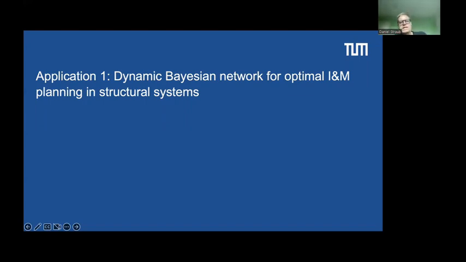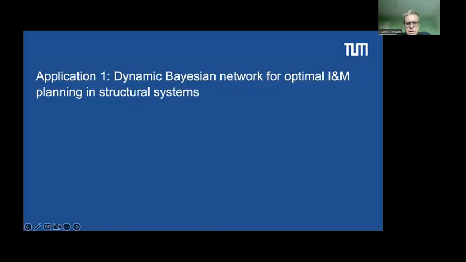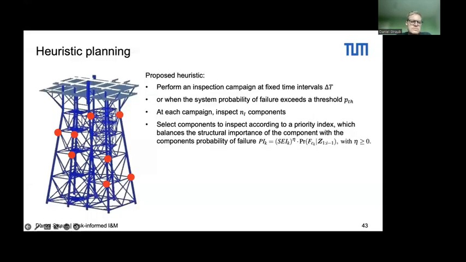This is where we use dynamic Bayesian networks as a tool to address these challenges that I show here. The application case is structural, where we have many components. These components are subject to fatigue deterioration. We have to somehow choose which component to inspect and when to inspect, and also how.